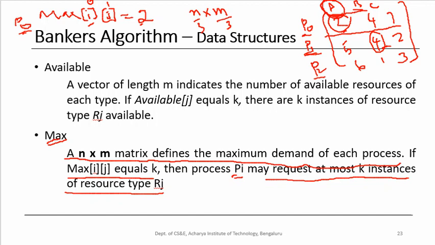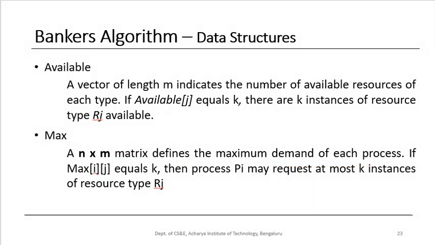So the data structure available will tell us at any point of time how many instances of a particular resource type are available in the system, and the max will tell us the maximum demand of each process. It is an n cross m matrix, whereas available is a vector. So there are some more data structures used in this algorithm. Let us have a look at it.